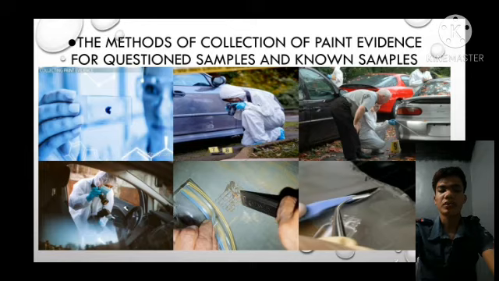For known samples, when feasible, a known paint sample must be collected from areas as close as possible to, but not within, the point or points of damage or transfer. These damaged areas are usually not suitable sources of known samples.